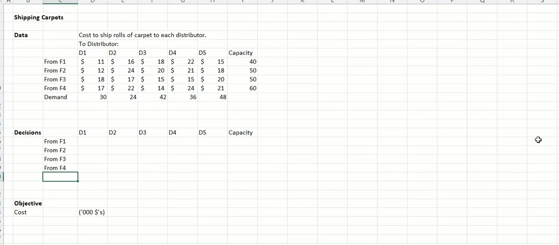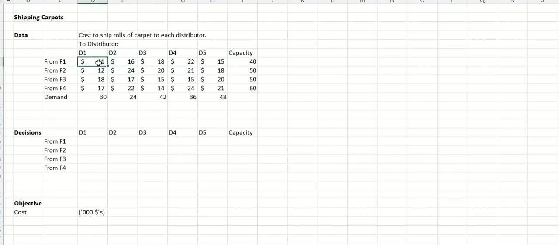Okay, class, this is Chapter 10, Question 3, the example of the carpet shipping company. Imagine we have a carpet company that from each of 4 different factories wants to ship to each of 5 different distributors in thousands of rolls of carpet. So we've got some data in terms of cost of shipping.